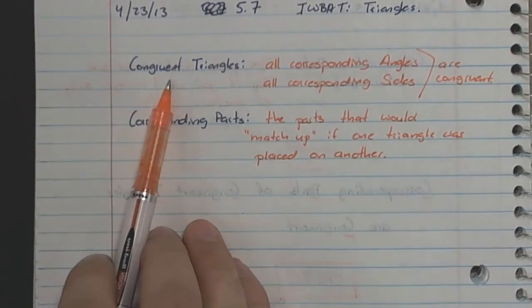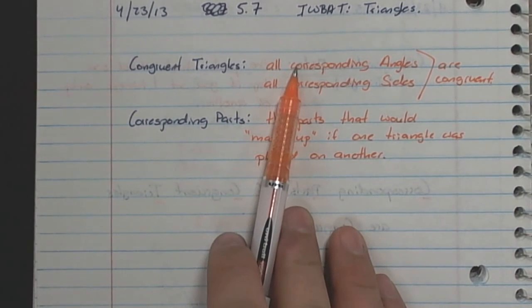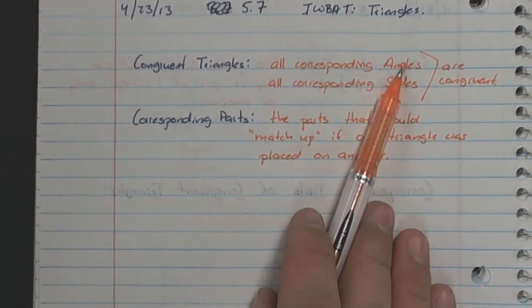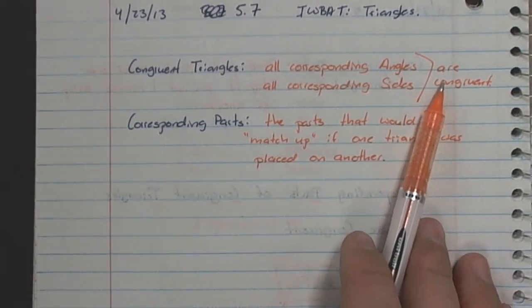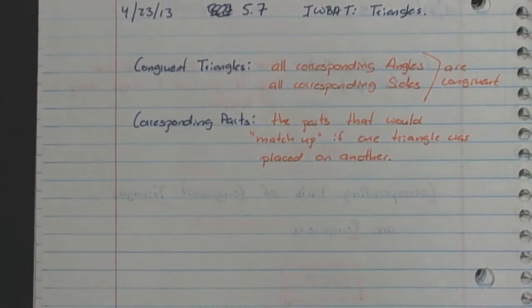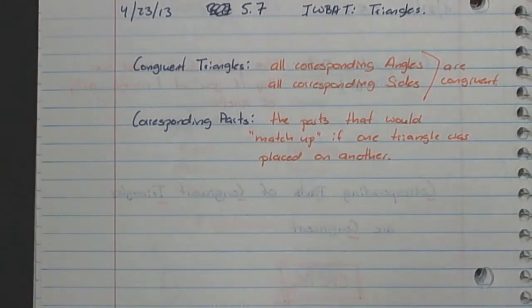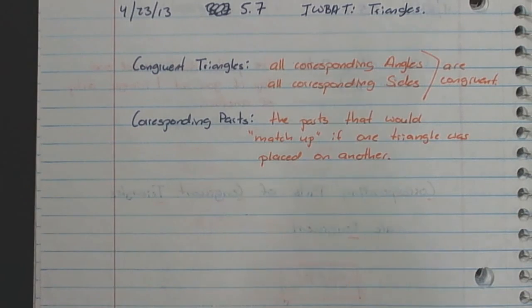So, in order for two triangles to be congruent, we have to look at all of the corresponding pieces and see, are all of the corresponding angles and all of the corresponding sides congruent? If I don't have all of that information, I can't say definitively that the triangles are indeed congruent. That being said, if I do have that, then I can say that they are congruent.